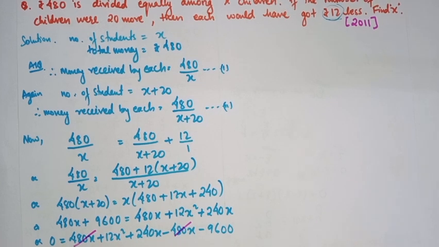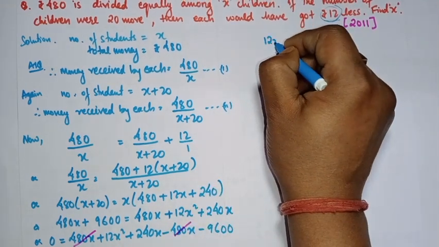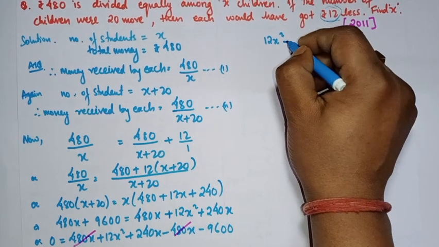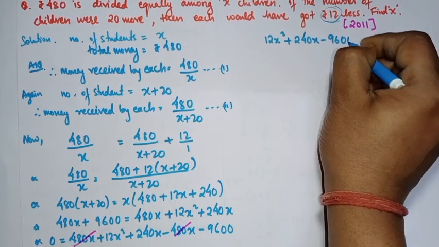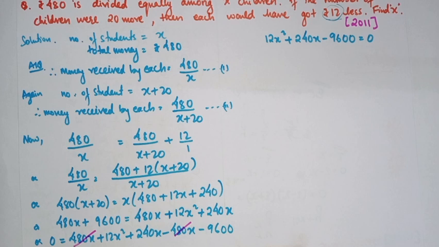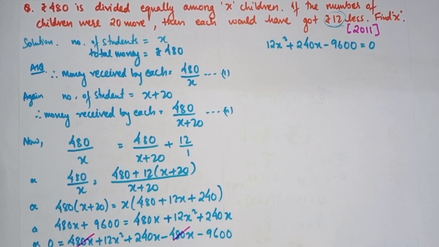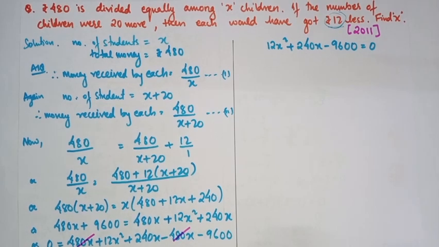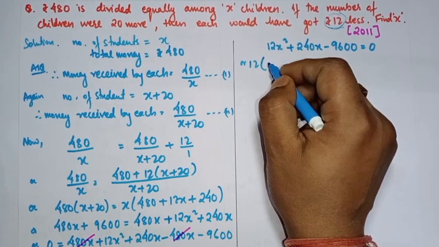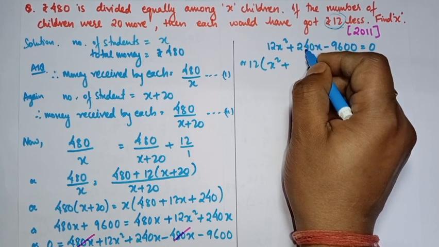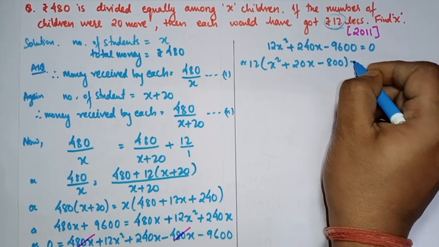So what I got now? Finally I got the equation. So I got 12x square plus 240x, then we have minus 9600 equals to 0. Now what you can do? 12 I can take common from all the sides. So now let's take common 12. When I am taking 12 common, you'll think that you are dividing. 12 will get cancelled. X square plus, 12 2s are 24, 20x minus, 12 8s are 96, 800 equals to 0.